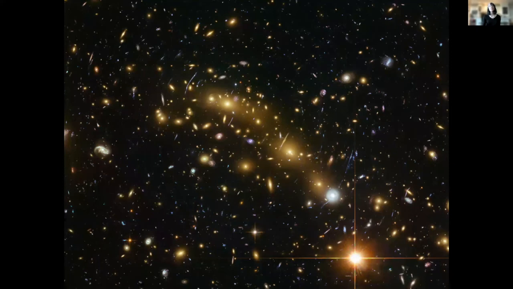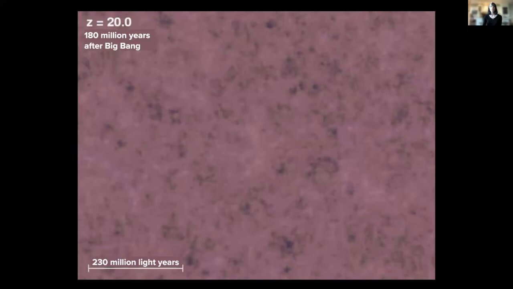However, the universe is not smooth today. We look all around us, we see galaxies, we see clusters of galaxies. The universe is clumpy. So how did we get from the very smooth distribution of matter that we see at an age of 370,000 years to the clumpy distribution that we see today? The answer to this, as shown in this simulation, is gravity.